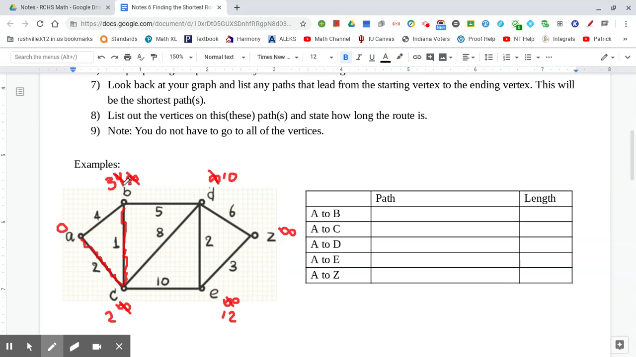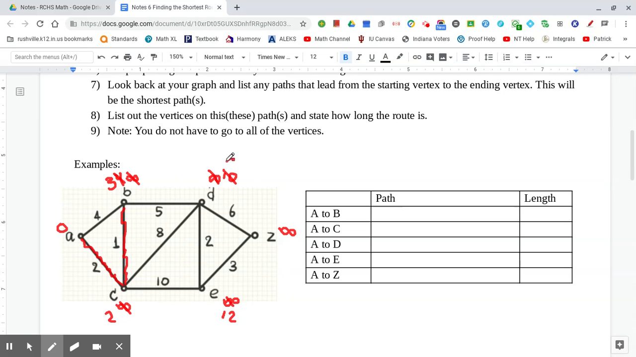Now I'm going to look to see where B can go. B is only adjacent to D. Well, it's also adjacent to A and C, but we've already been there. We've already figured out the shortest route to A and the shortest route to C. So the only adjacent vertex that we have not yet visited, because there's no edge leading to it, is D. To get to B was 3. The weight from B to D is 5, so 3 plus 5 is 8, which is in fact smaller than what we had before.